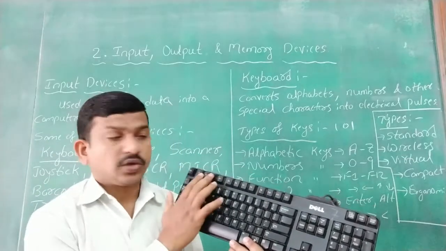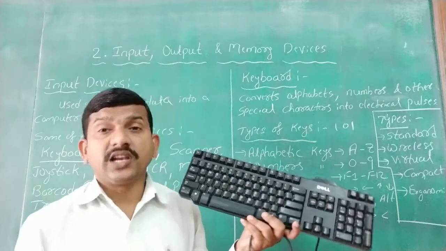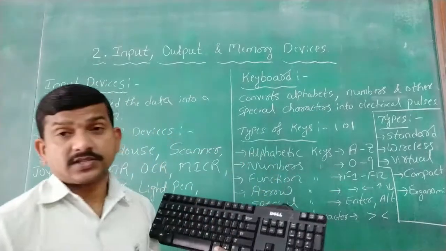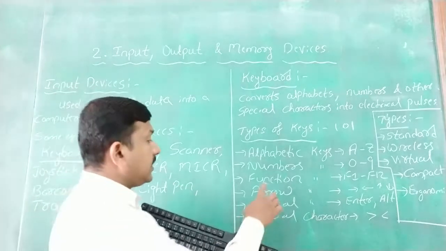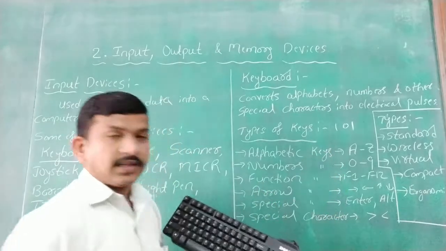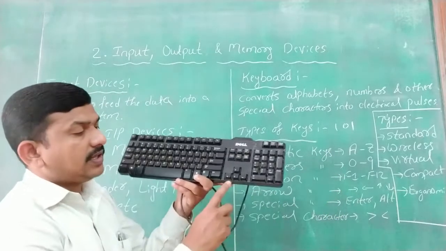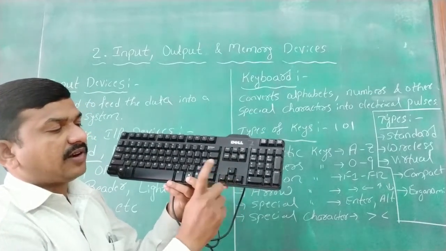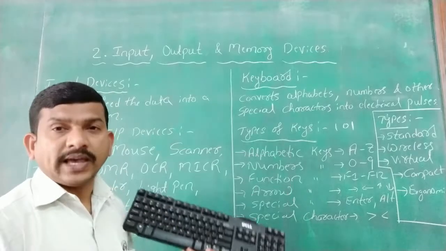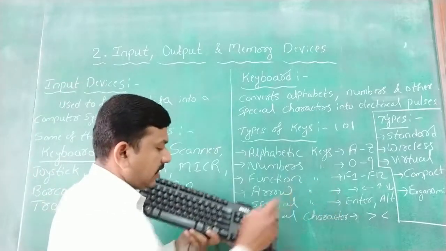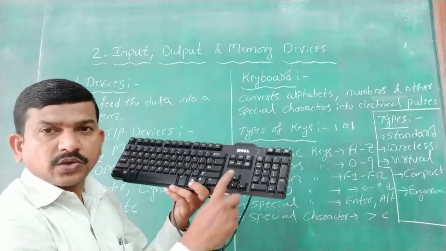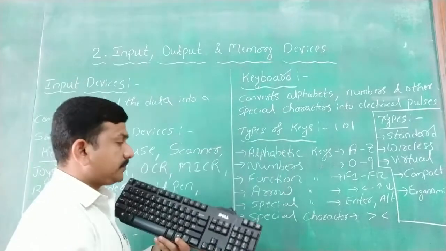So keys, that's why we call them special keys or function keys. Then arrow keys. Arrow keys are here in this keyboard. There is an arrow: top, bottom, left, right. Only 4 arrow keys. Arrow keys are nothing but left side, right side, top, bottom. So we call these arrow keys.